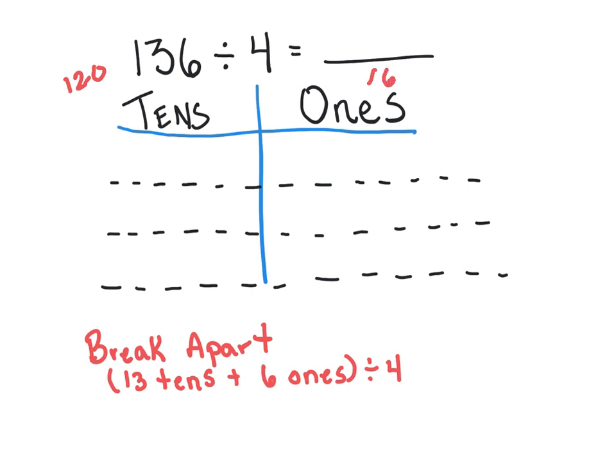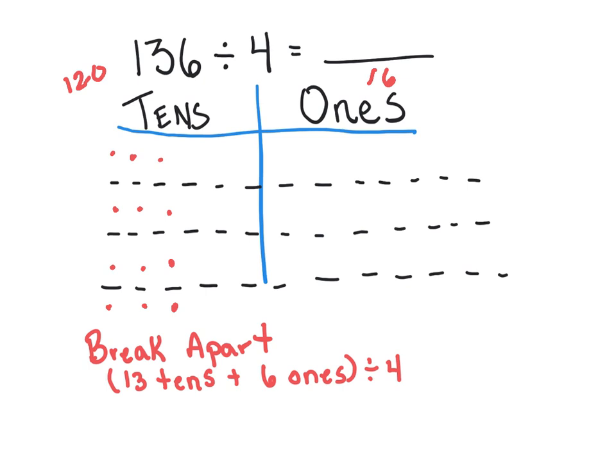So now we're going to break up 120, and we're breaking it up into 4 groups because we're dividing by 4. So let's count by 12. 1, 2, 3, 4, 5, 6, 7, 8, 9, 10, 11, 12. So we have 12 tens, which is 120.